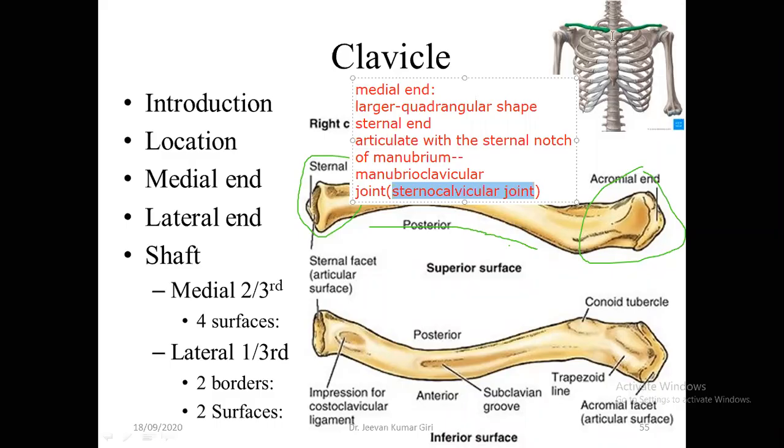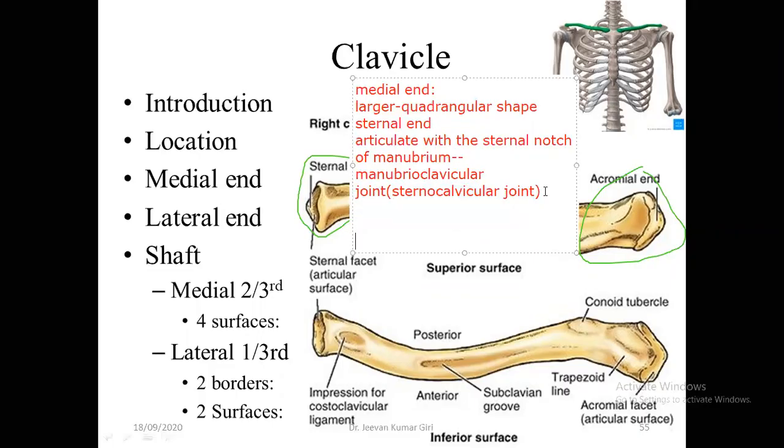This is the sternum only, and the sternum has parts: the manubrium, the body, and the xiphoid process. So this joint here between the clavicle and the manubrium is the sternoclavicular joint. This is the medial end.